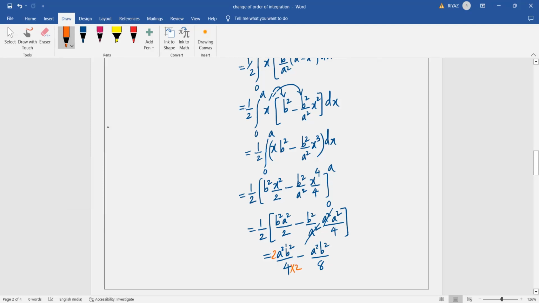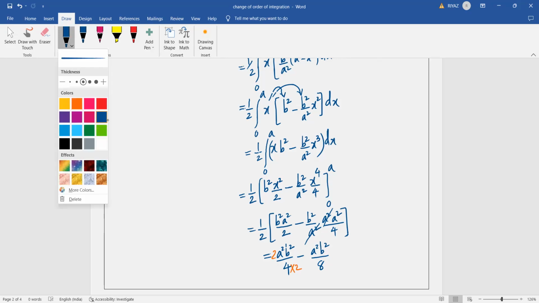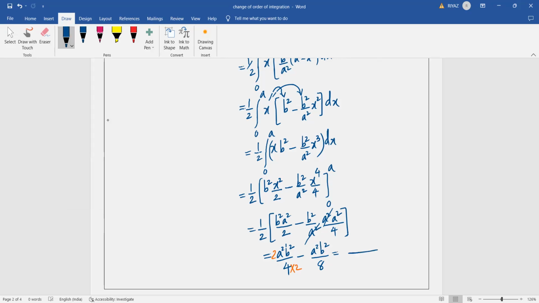Then it is convenient to take the LCM. 8 is the LCM, right? So taking the LCM, a square b square by 8 is the final answer. This is the problem.